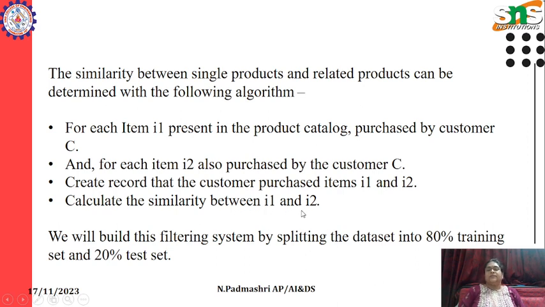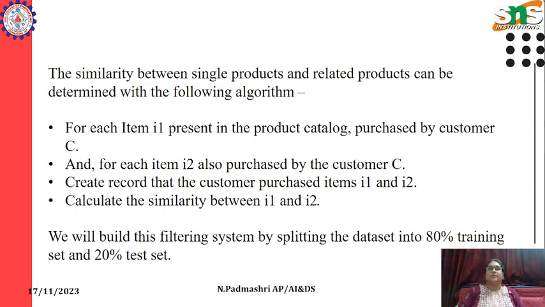So we will build this filtering method. We are going to split the data set into two parts. One is a testing set and the other one is a training set. So 80% training set and 20% testing set we are going to feed into the machine. So the machine will be trained according to the input that we are going to assign. This is a movie based recommendation system.